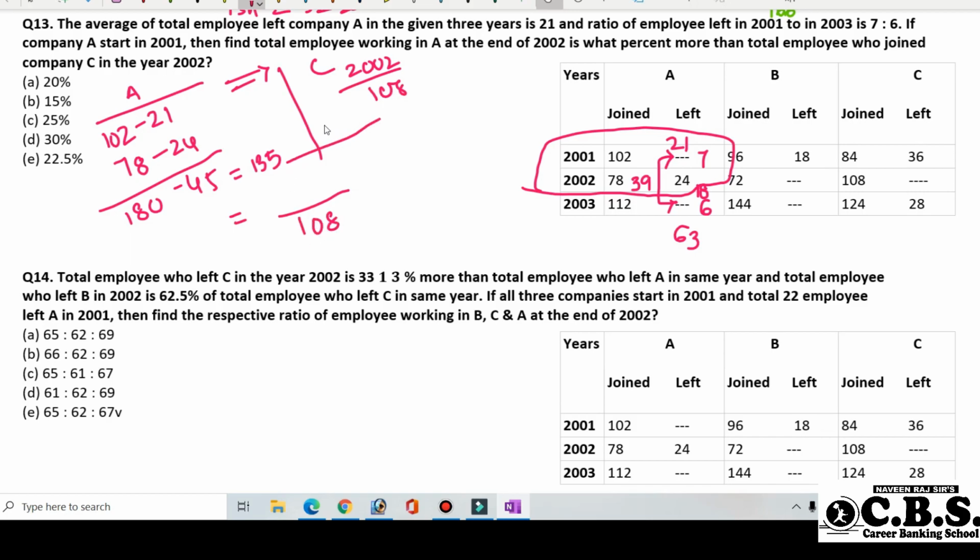135 to 108, how much more? 27 more, and the percentage is 100. 27 times 4 is 108, and 4 times 25 is 100. So 25%. Which option? C is the right answer.